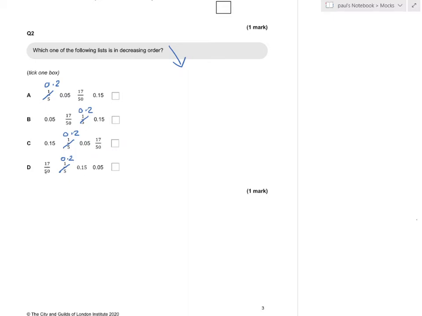Now, 17 over 50 is 3 17ths of 51, so that's about 0.3. Now I've got them all more or less, apart from that approximation there, into decimals. So decreasing order. 0.2, 0.05, 0.3, that's wrong. 0.05, that's got to be wrong. 0.15, 0.2, that's going up. 0.3, 0.2, 0.15, 0.05, so it's that one.